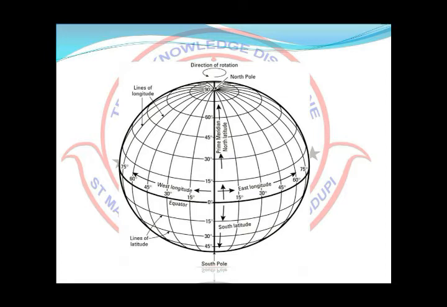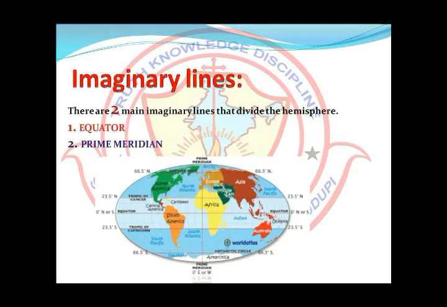What do you mean by axis? Axis is the imaginary line on which the earth rotates. You can see in this picture so many lines. These are called imaginary lines.